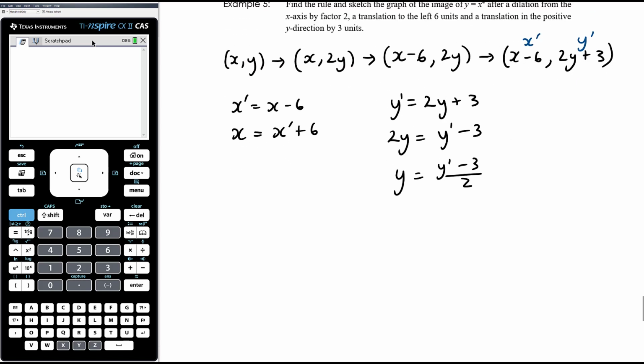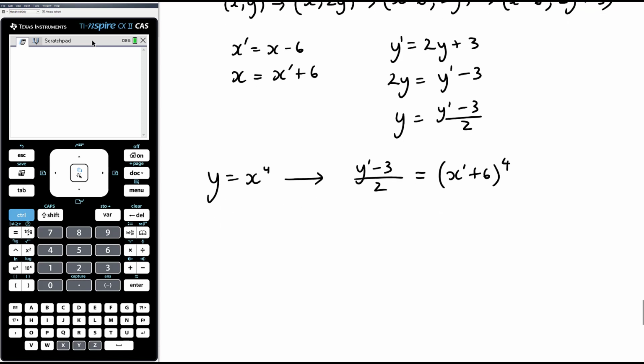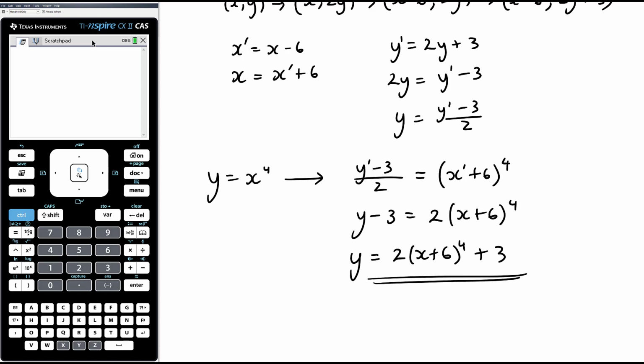Okay. So now we can apply to our rule. It's y equals x to the power of 4. We replace y with y dash minus 3 over 2, and we replace x with x dash plus 6. And now we can lose the dashes and rearrange to make y the subject. So we're going to double both sides. It's 2 times x plus 6 on 4, and we're going to add 3. So we get 2 times x plus 6 to the power of 4 plus 3. And that is the image of the original quartic after that sequence of transformations.